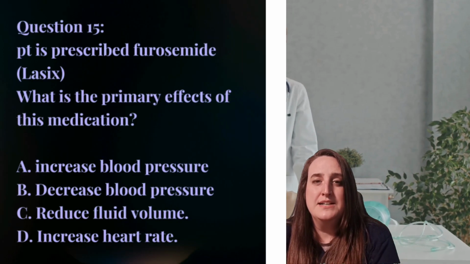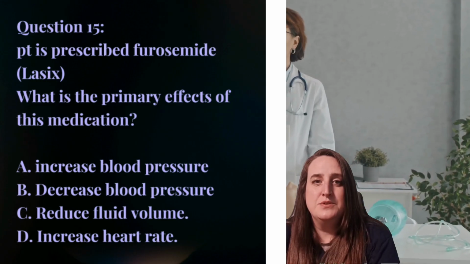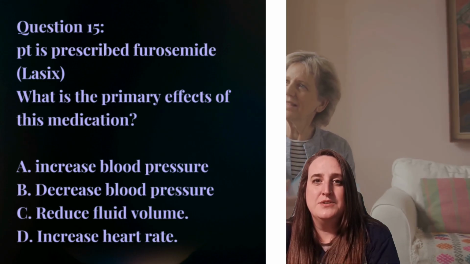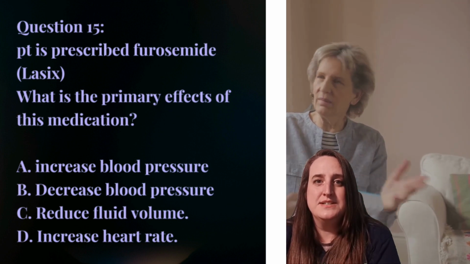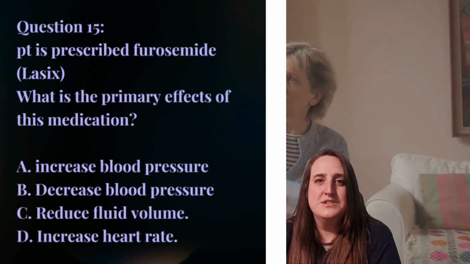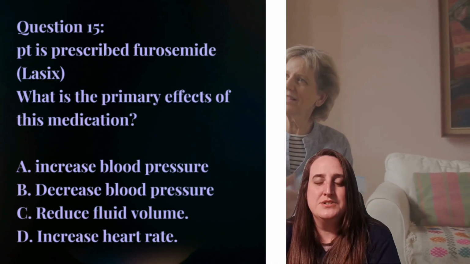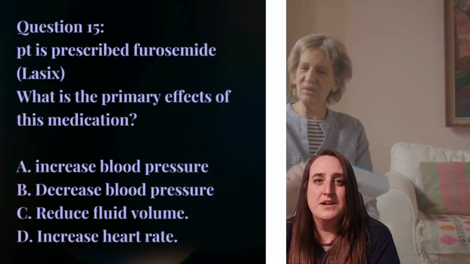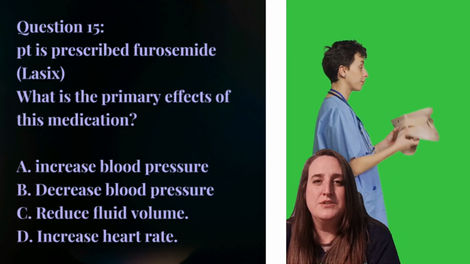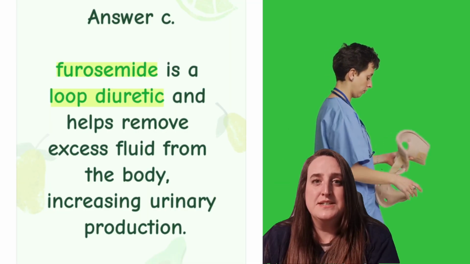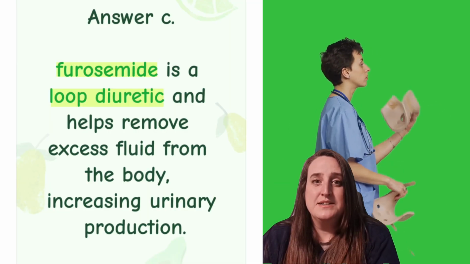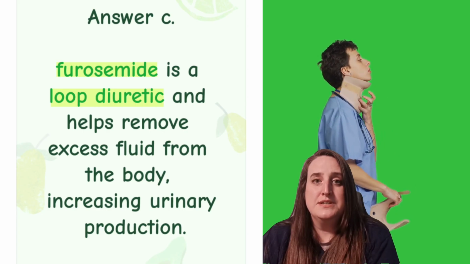Question 15. A patient is prescribed furosemide, Lasix. What is the primary effect of this medication? A, increase blood pressure. B, decrease blood pressure. C, reduce fluid volume. D, increase heart rate. C, reduce fluid volume. Furosemide is a loop diuretic that helps remove excess fluid from the body by increasing urine production.